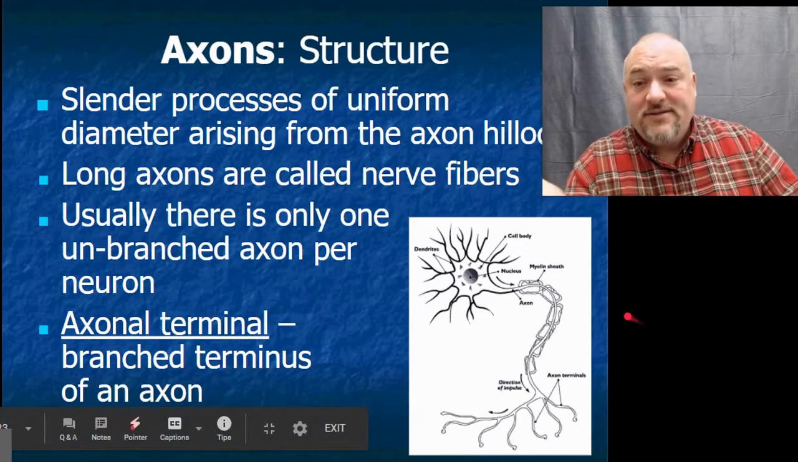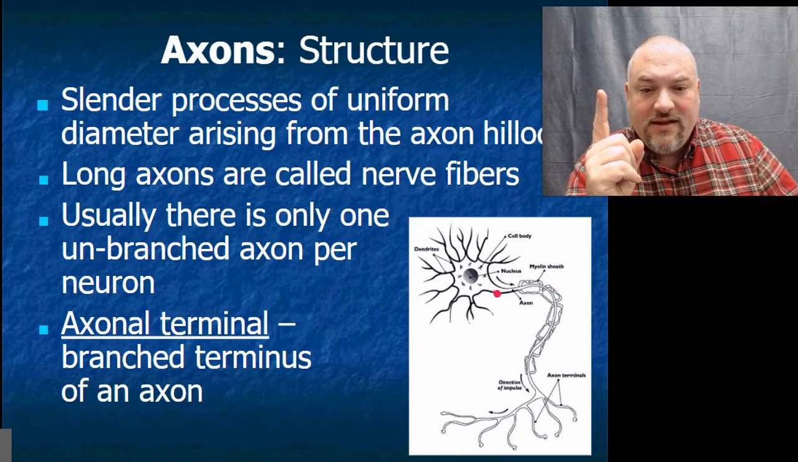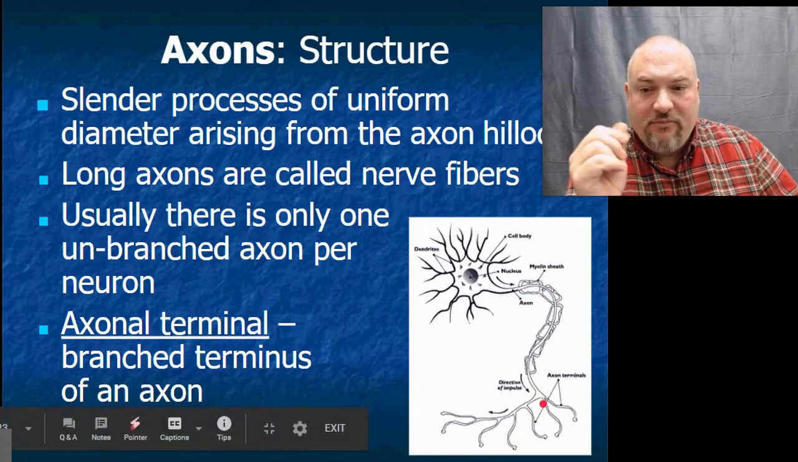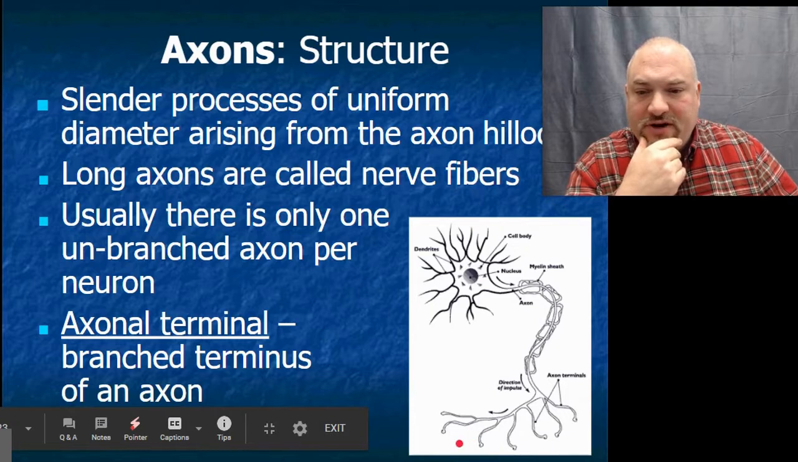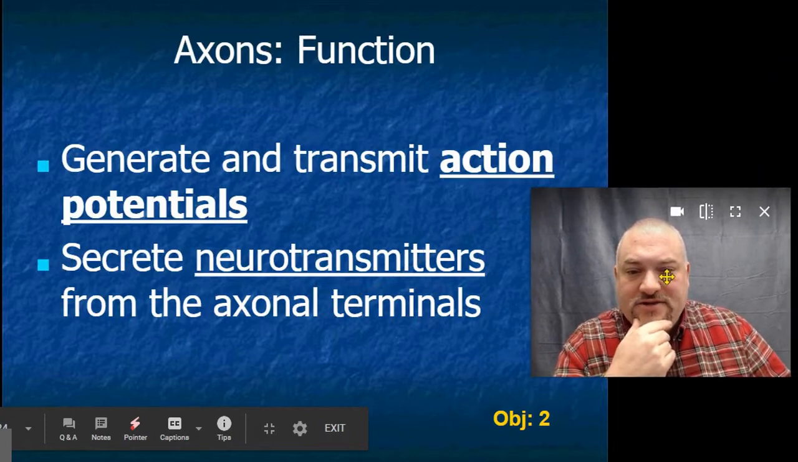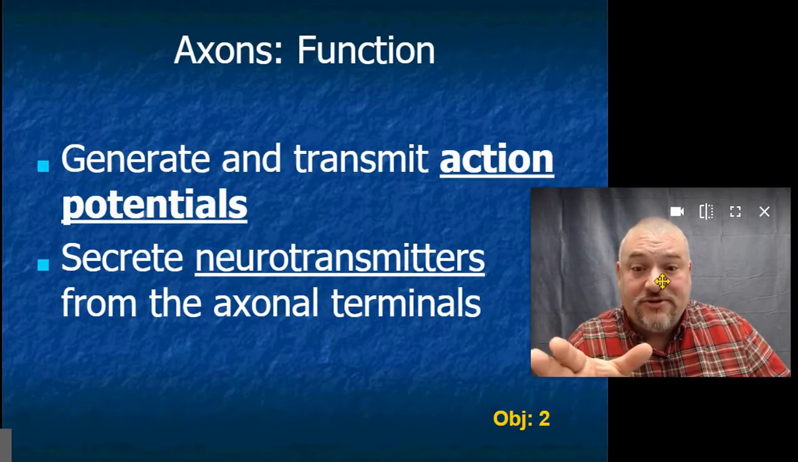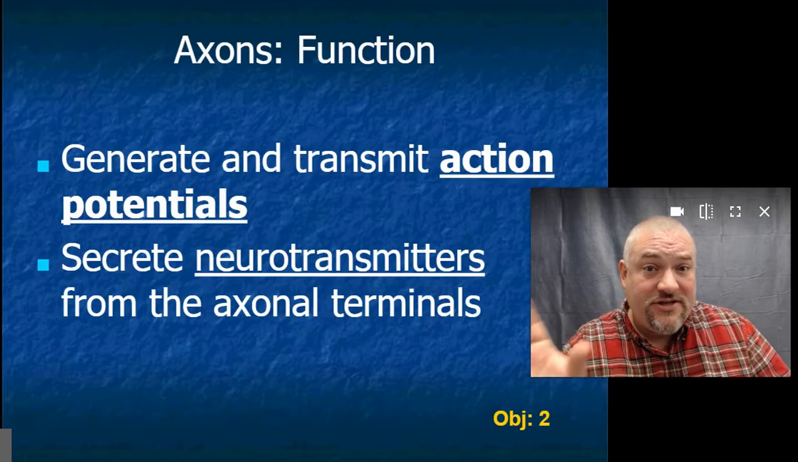All right, axons, on the other hand, there's generally one arising from the axon hillock and moving all the way down here. It'll branch at the end here often, not always, but often. The axon terminals are these end pieces. We talked about that in the muscular system. And they generate and transmit action potentials. Action potentials, we have mentioned that before in the muscular system, but didn't spend a lot of time on it.